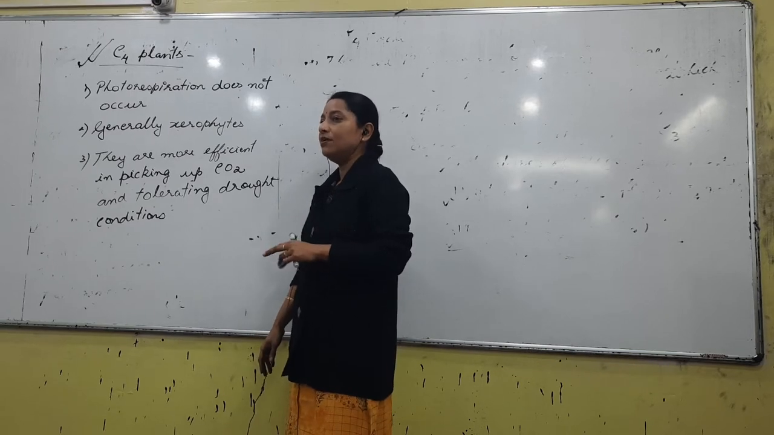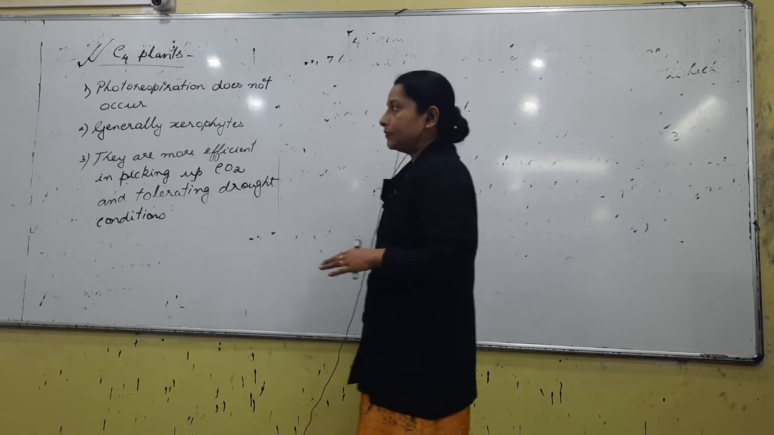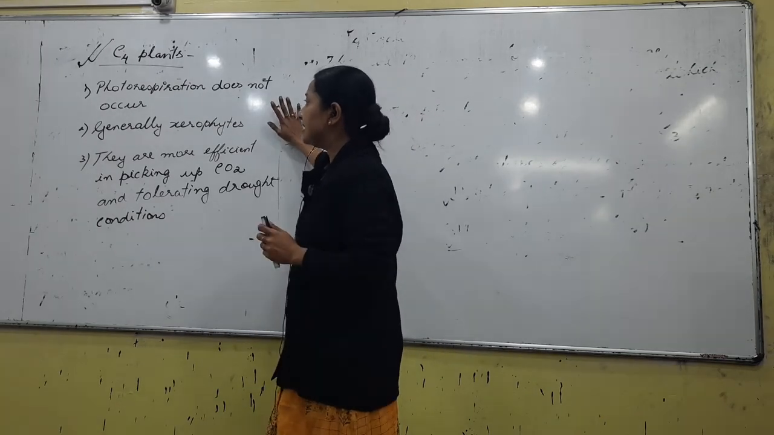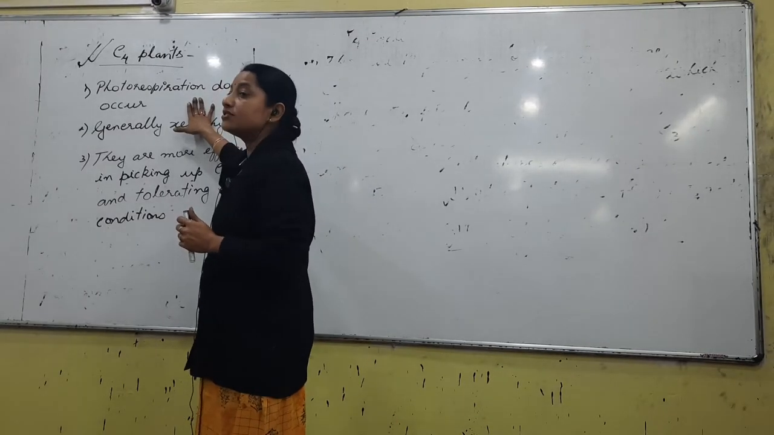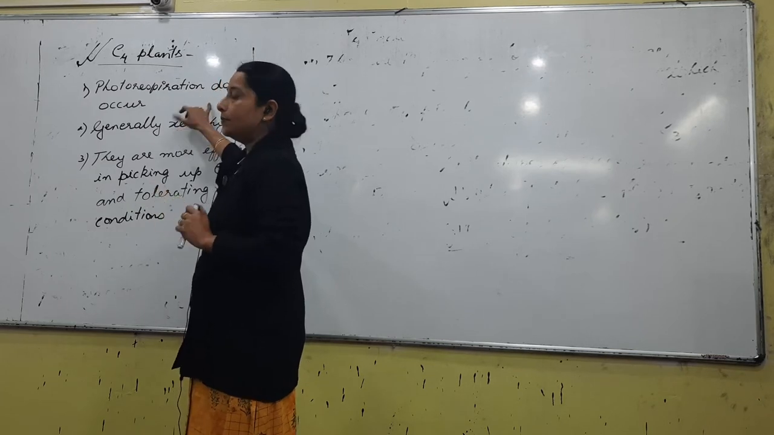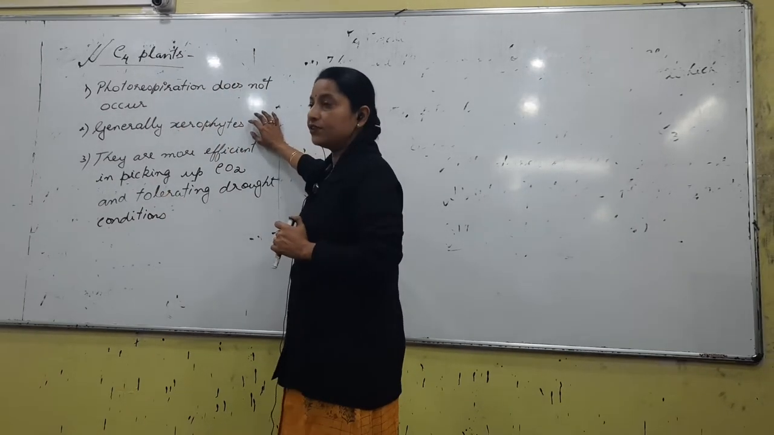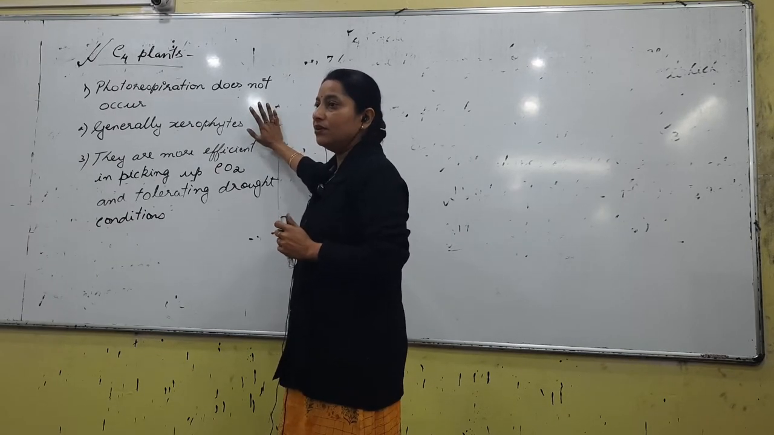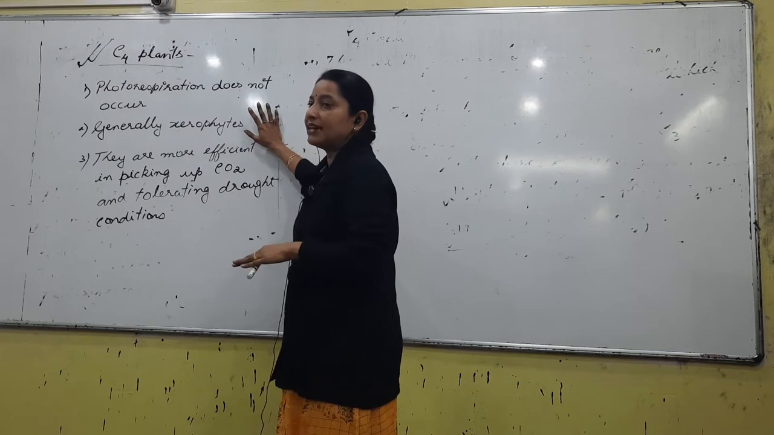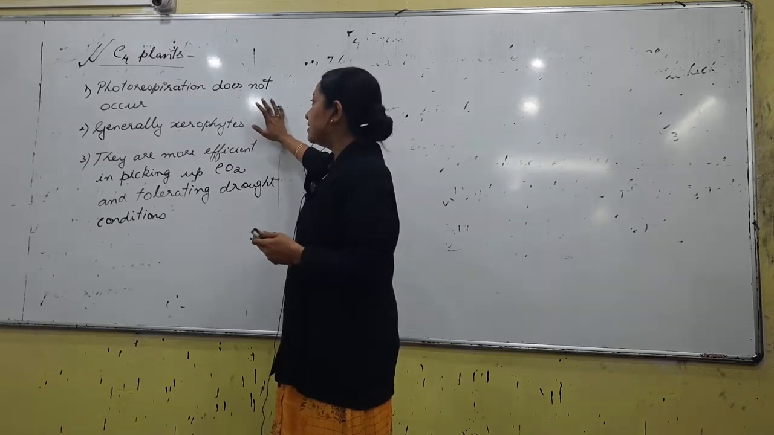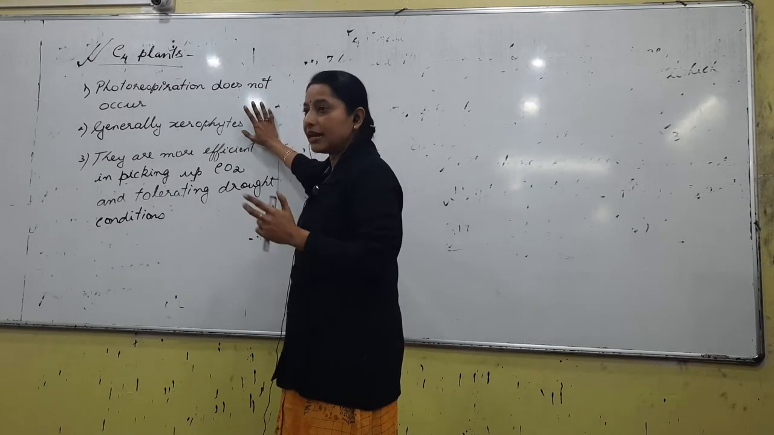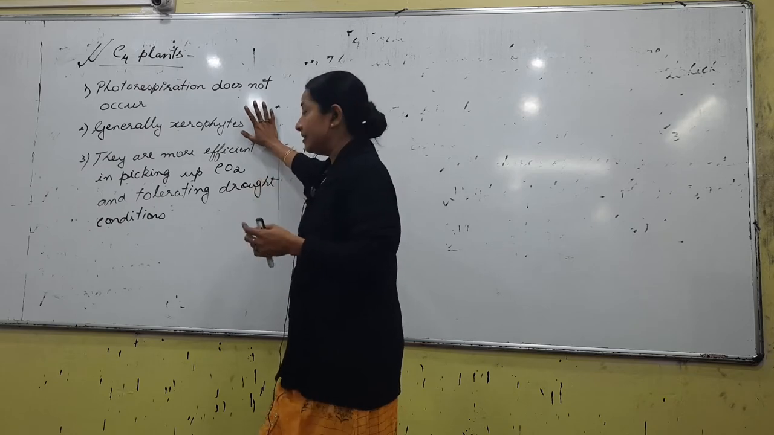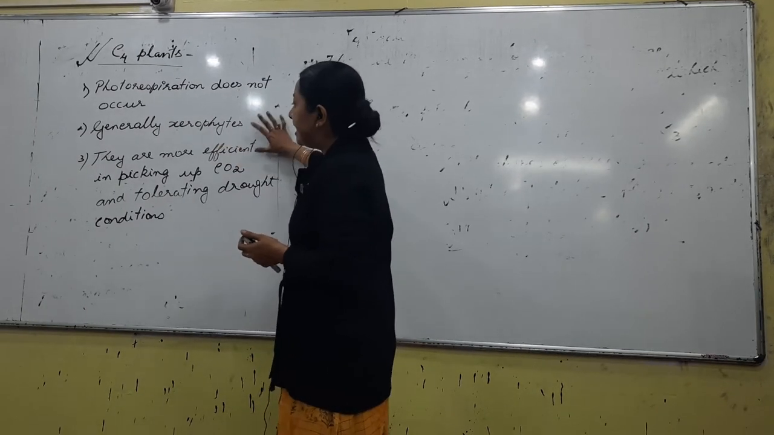When does photorespiration happen? There are certain conditions. So what are the basic characteristics of C4 plants? First, we already discussed that they are found in tropical regions. Second, photorespiration does not occur; photorespiration occurs in C3. Next, they are generally xerophytes. Tropical or temperate, do you know? Tropical area means what? Hot or cold? Very hot, right? So in the hot tropical belt, the C4 cycle occurs. And these plants are generally xerophytes, so their water-retaining capacity is very low. Xerophytes, water scarcity, no photorespiration.